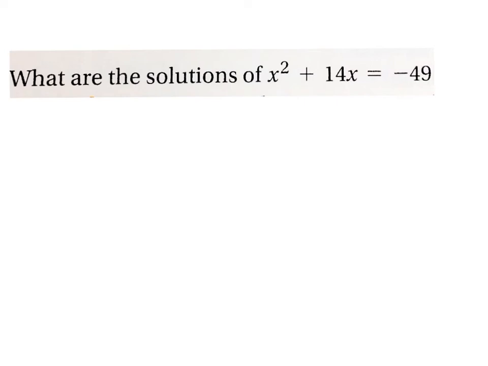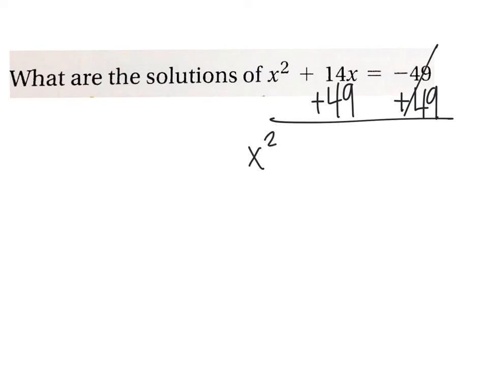Alright, so now we have to solve this one, and it's getting a little harder because it's not set equal to 0. And it doesn't automatically look like you can factor it. But what you're going to do is, when you have to solve a quadratic, you always want to set it equal to 0. So what that means is you are going to take everything and put it on one side of the equation. So you get x squared plus 14x plus 49. And this side I have 0. And now it's pretty obvious that you can factor.